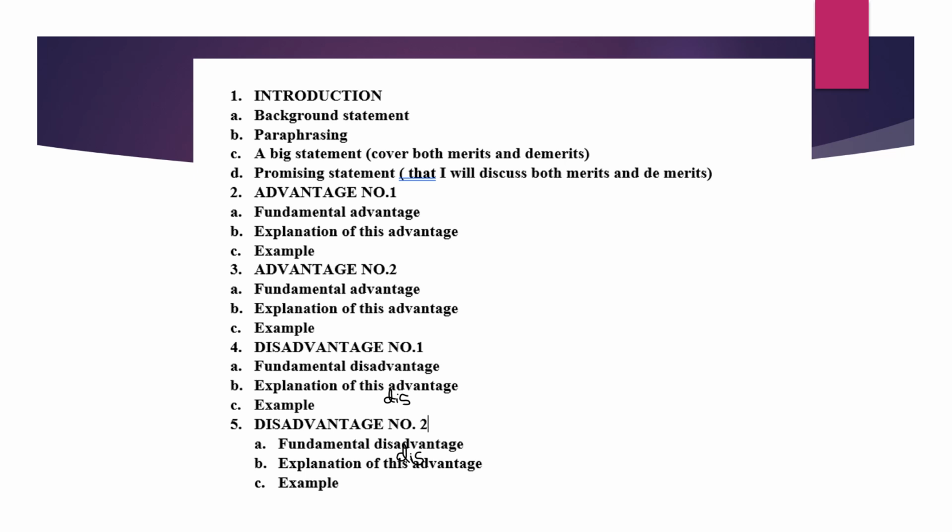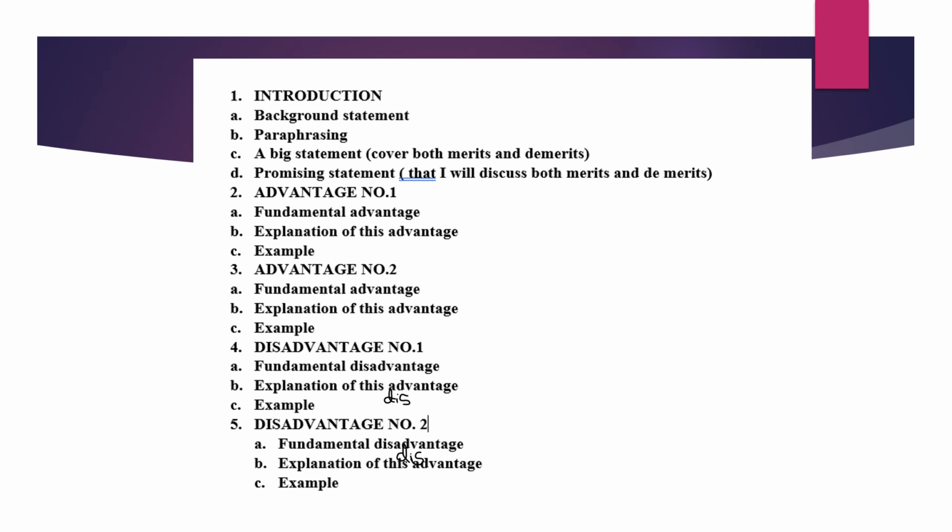In the introduction paragraph, we should know the features which we are supposed to mention. For example, the background statement should be mentioned first. Then we should paraphrase the topic and give a big statement which covers both merits and demerits of that topic. And there should be a promising statement that will discuss both merits and demerits in detail. You are supposed to mention this sentence at the end of the introductory paragraph, that your essay will be related to both merits and demerits of that particular topic.